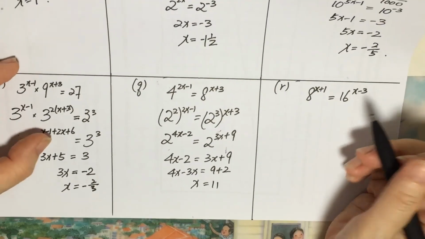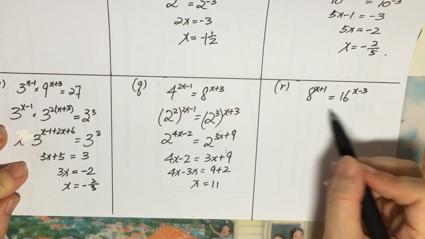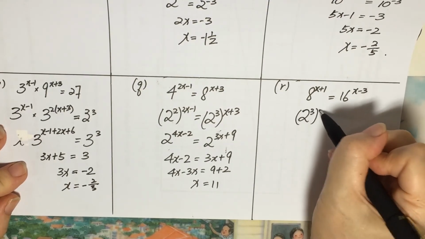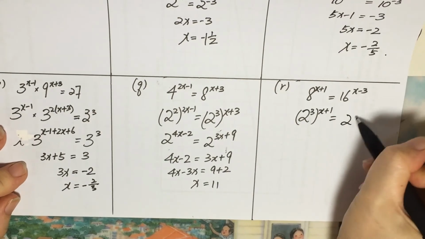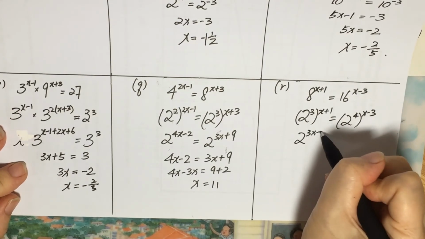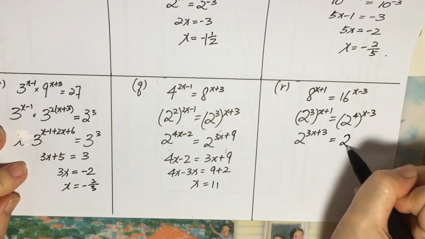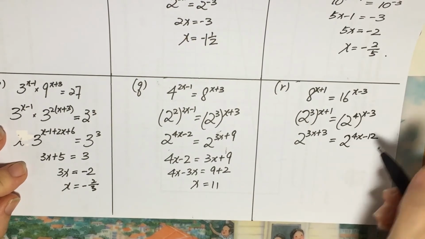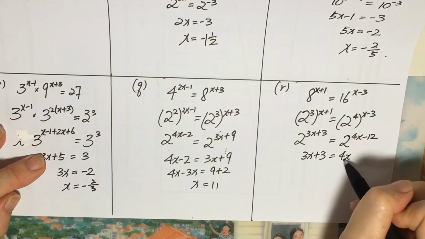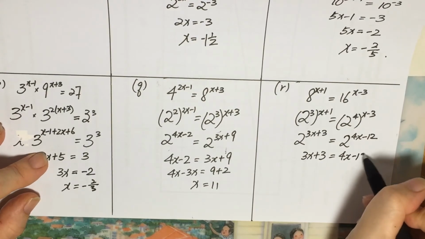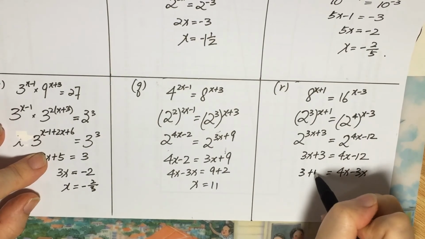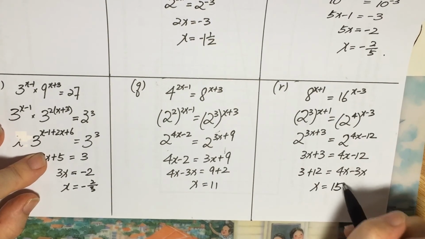Okay, question R. Base 8, base 16 cannot link directly, but they can be linked to base 2. So we change 8 to 2 cubed, and then we change 16 to 2 power 4. Okay, so we have 2 raised to the power of 3x plus 3 equals 2 raised to the power of 4x minus 12. So base the same, that means power must also be the same. So we have 3x plus 3 equals 4x minus 12. So 4x minus 3x equals 3 plus 12. So x is actually 15.